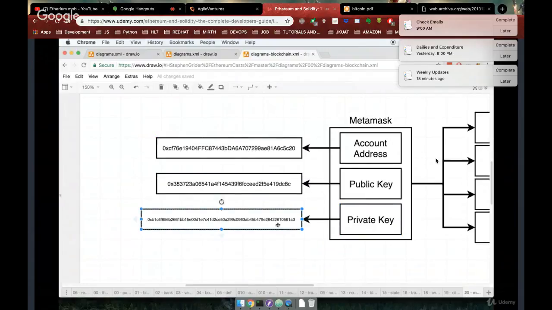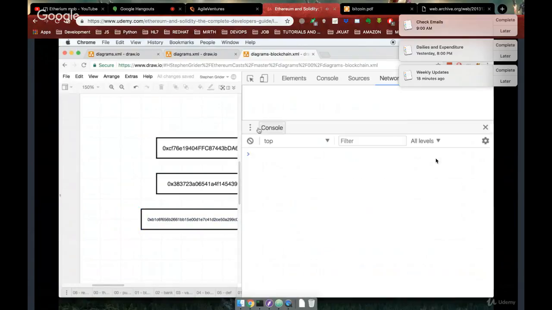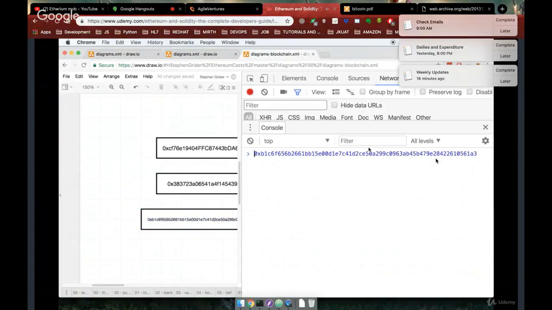Again, these are hexadecimal numbers. I can take this number right here, and if I wanted to, I could open up my Chrome console and paste it in. Whenever we enter a hexadecimal number into a JavaScript console, it'll automatically be converted to a base 10 number and returned back to us.